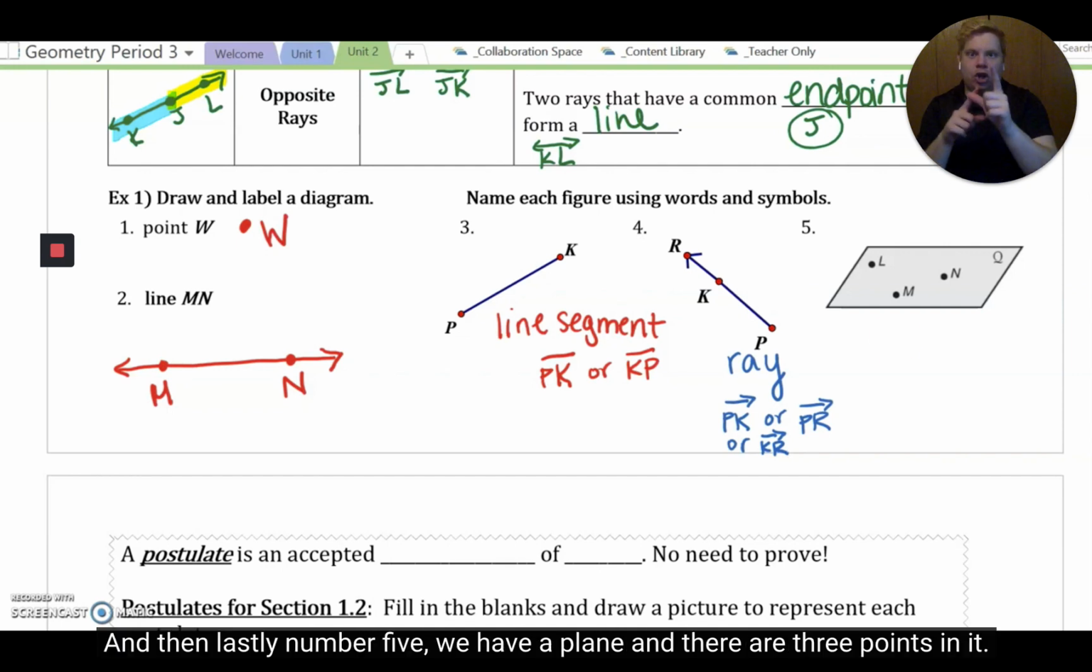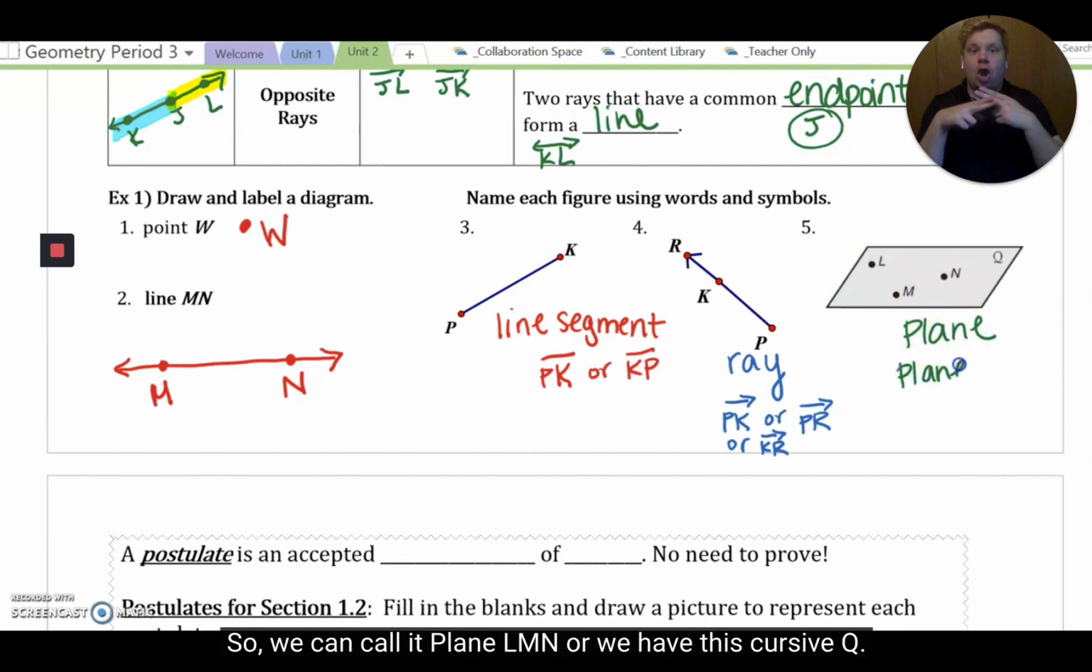And then lastly, number 5, we have a plane. And there are 3 points in it, so we can call it plane LMN, or we have this cursive Q, so we could also call it plane Q.